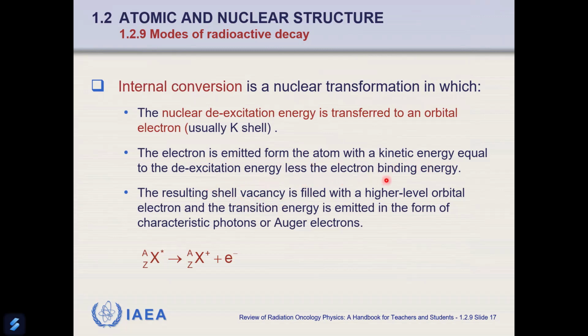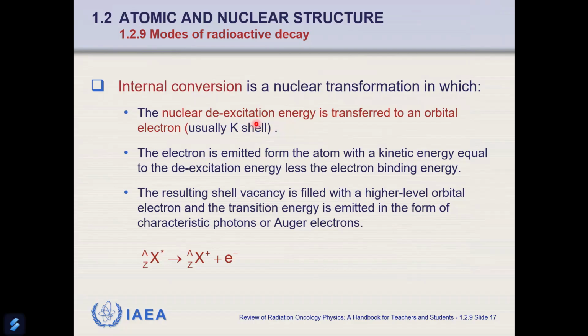All right. So that electron is now emitted with a kinetic energy, which is equal to the de-excitation energy minus its binding energy. Remember, every electron is bound to the atom by the nucleus. So that binding energy will keep it in orbit. So whatever the de-excitation energy is, it has to overcome the binding energy. So the energy of the ejected electron would be equal to the difference between the internally absorbed de-excitation energy and the binding energy of the electron.